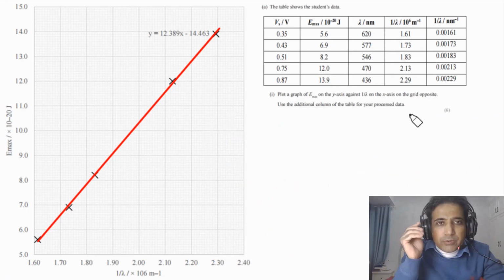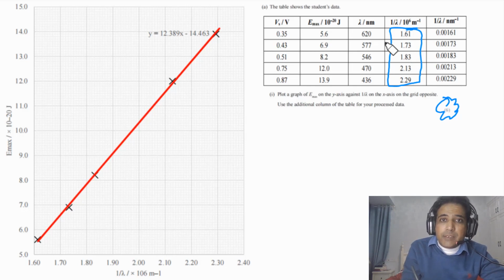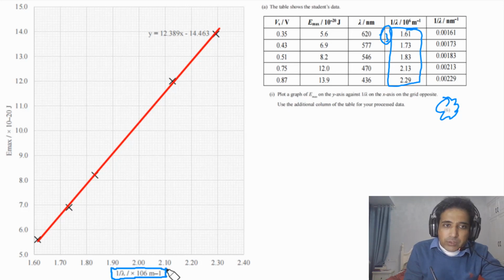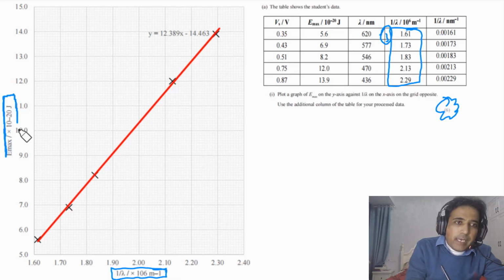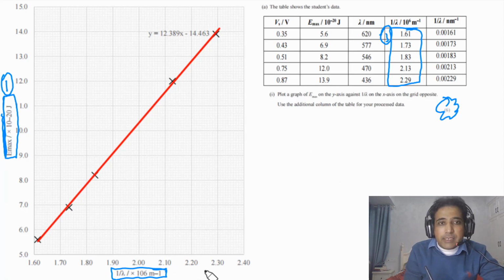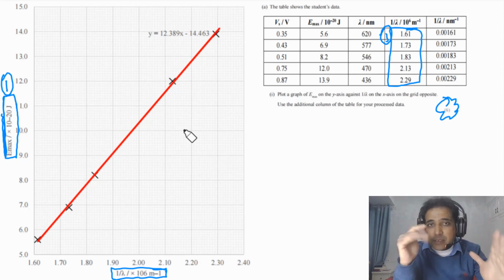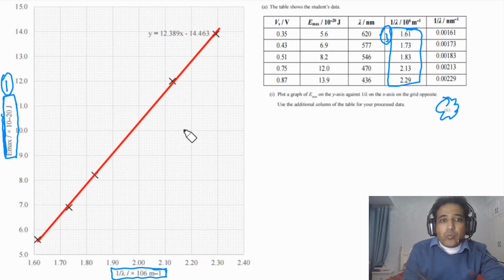Now let's try to understand how these 6 marks will be awarded to you. The first mark you will get if you have calculated correct values of lambda and you have rounded these values to 3 SF. The second mark you will get if you have labeled the x-axis with quantity and unit and also the y-axis with quantity and unit. And the third mark you will get if you have a sensible scale. Sensible scale means that when you draw this best fit line, it should cover more than half of the graph along the x-axis and more than half of the graph along the y-axis.